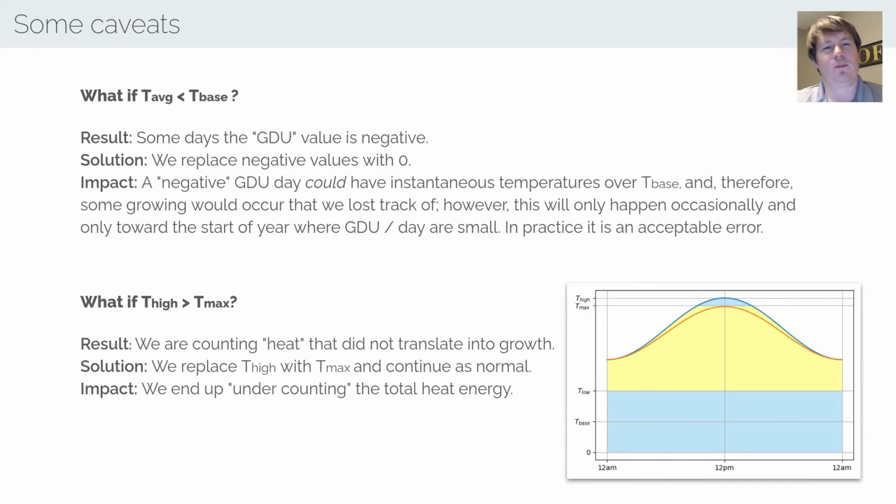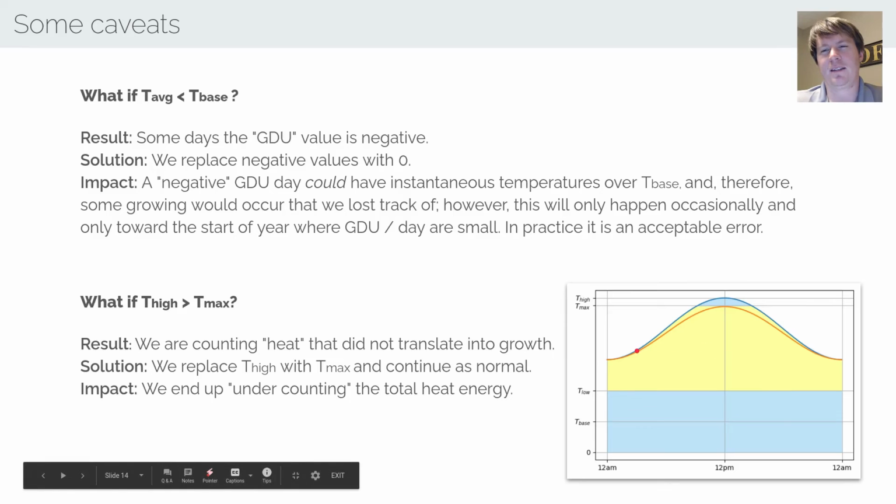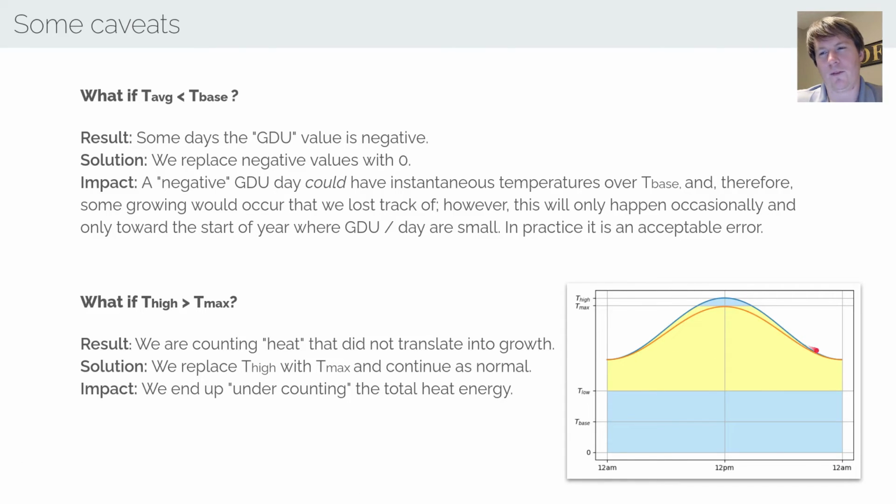The other issue is when our high temperature of the day is over the maximum temperature that the plant has. Maximum meaning that's the temperature at which the rate of growth is at its maximum. And how we deal with that is we just replace the high temperature with the maximum temperature. In a sense, what we're doing is integrating this red curve, where we've allowed the sinusoid to be what it wanted to be on the lows, but we made the high just equal to the maximum.